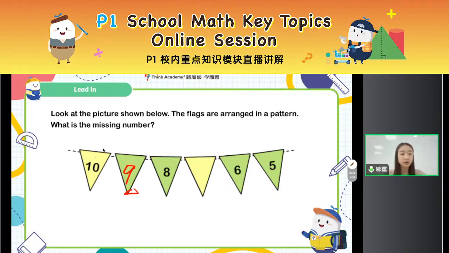Here, can we build the bridge as well to show how the numbers are decreasing every time? From 10 to 9, the number minus 1. Good job, exactly. From 9 to 8, the number decreased by 1 again. Then guess what's going on for the next one. How many is on the last yellow flag? We follow the same pattern, and based on the previous one, we minus 1 more. Exactly, that is 7.